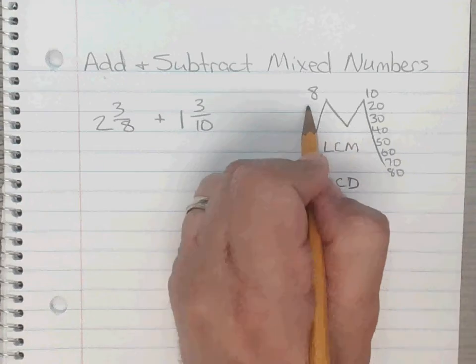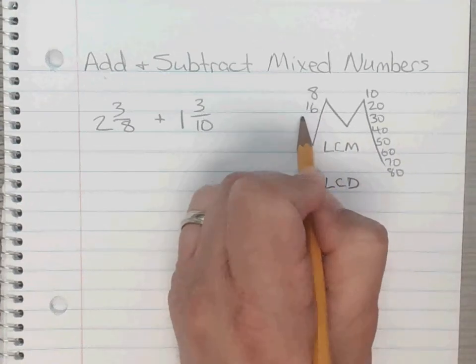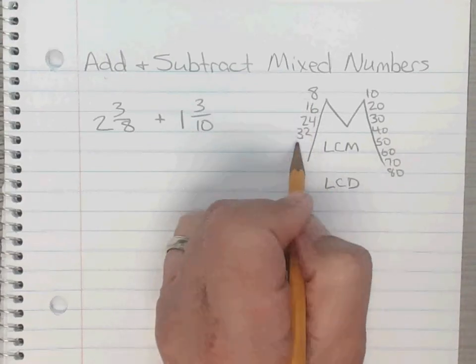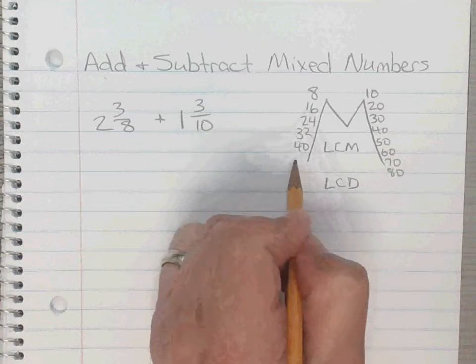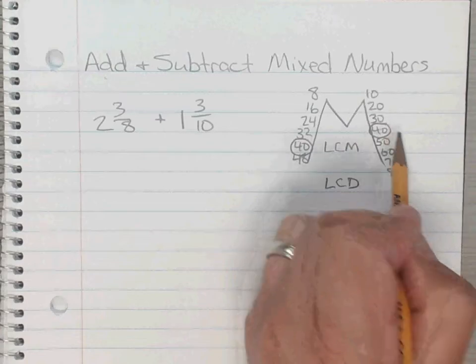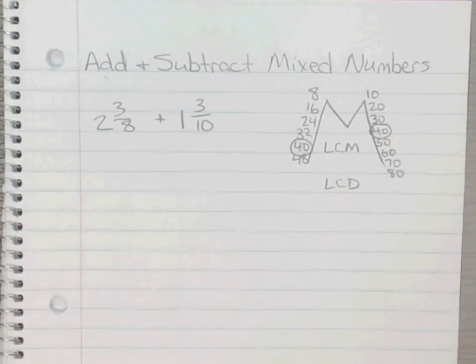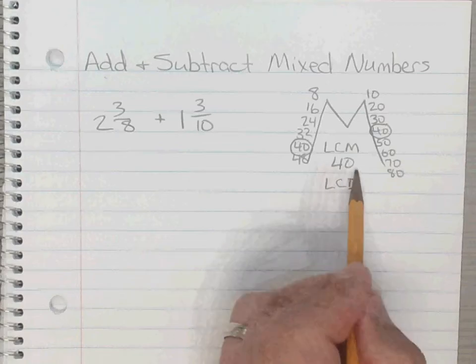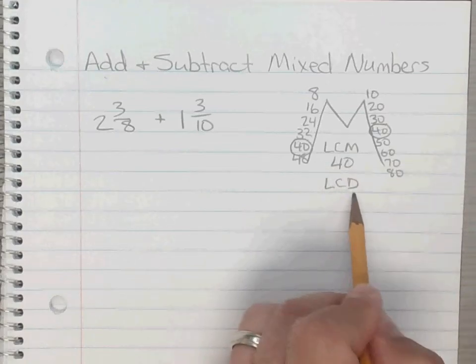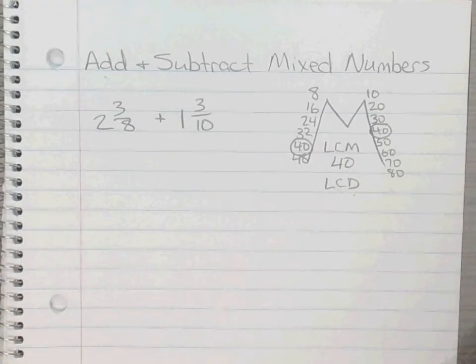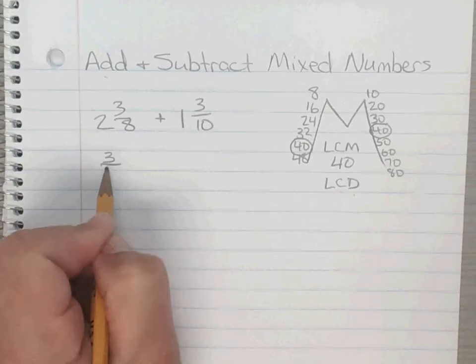8 times 1 is 8. 8 times 2 is 16. 8 times 3 is 24. 8 times 4 is 32. 8 times 5 is 40. 8 times 6 is 48. But I see that we have a common multiple, and it's going to be our least, our smallest common multiple, which is 40. So it's our common multiple, which now means it's going to become our least common denominator.